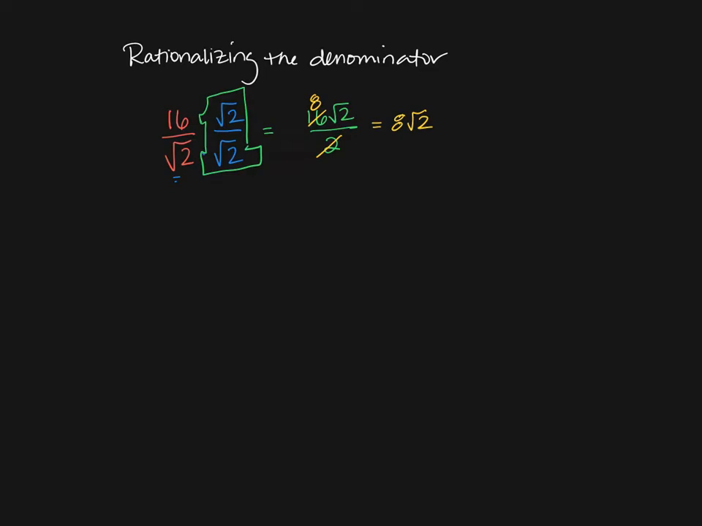If you have something like the square root of 10 in the denominator, and maybe you have a 7 on the top. To get rid of that square root of 10, again, you want to multiply by a square root of 10 on the denominator and in the numerator. And we're going to get 7 root 10 all over 10. These 10s cannot cancel.